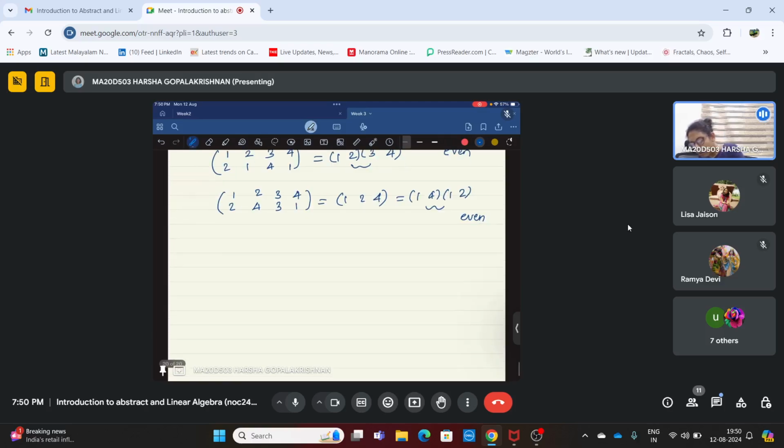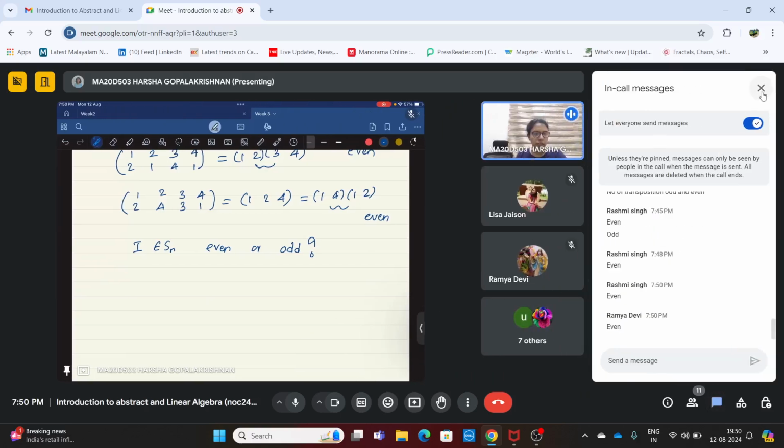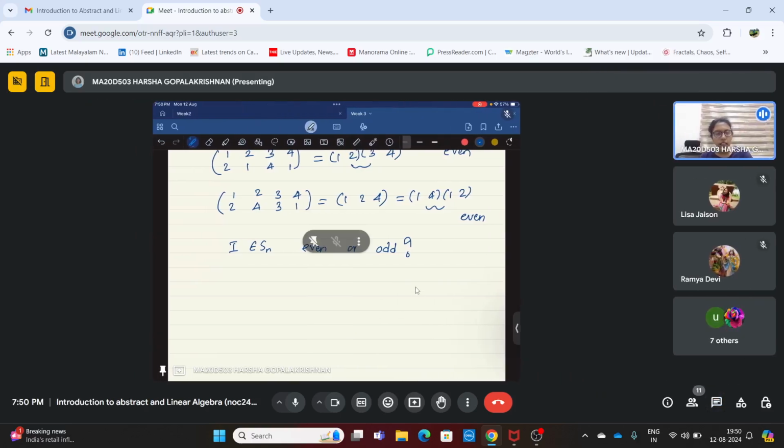Okay, now what about the identity element in Sn? Is this even or odd? It is an even permutation. Very good. Now, if it is an even permutation, what will we say? It can be written as the product of an even number of transpositions. What is identity? 1 to 1, 2 to 2, 3 to 3, etc., n to n.